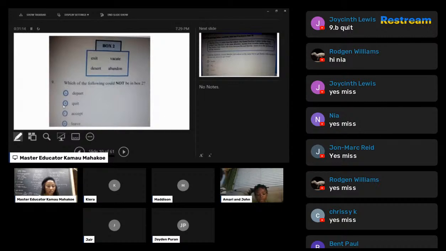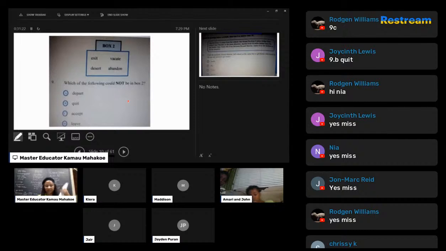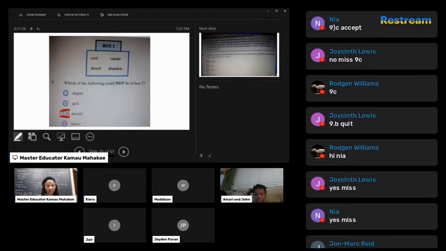Miss, I would say C, accept, because all the rest mean to leave. Okay, Miss Price, that's correct. So everything in box two means to leave, and all the other three here, depart, quit, leave, mean the same as in box two.